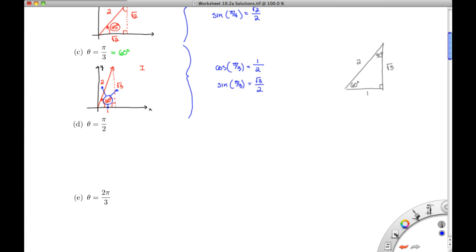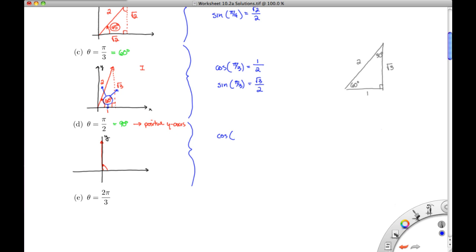Okay, let's look at part D. So pi over 2, that's 90 degrees, and we'll go ahead and sketch this. Now 90 degrees is going to have us rotate onto the y-axis. So this is on the positive y-axis. So we can't draw a triangle, so this is one that you're going to have to just kind of remember.